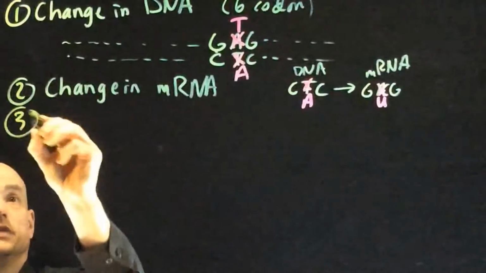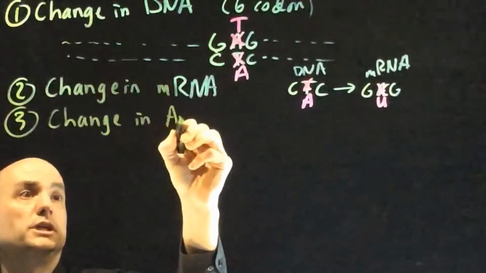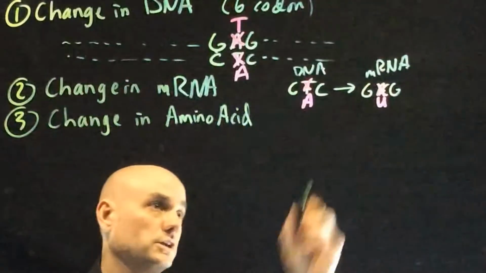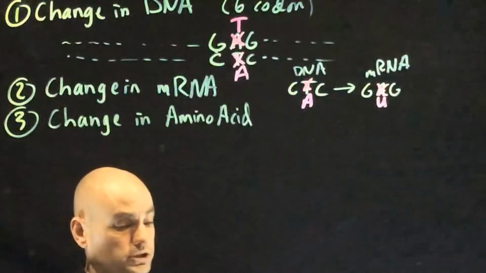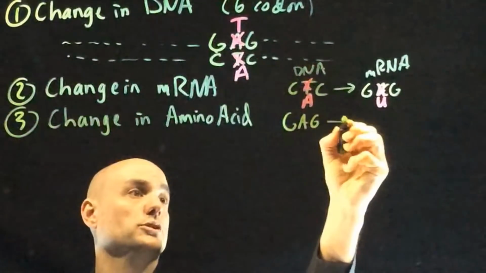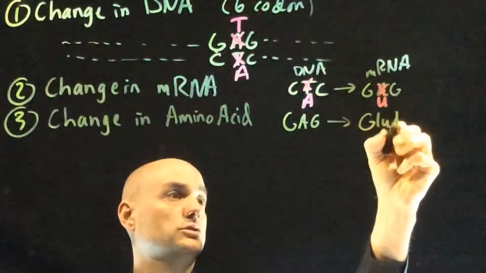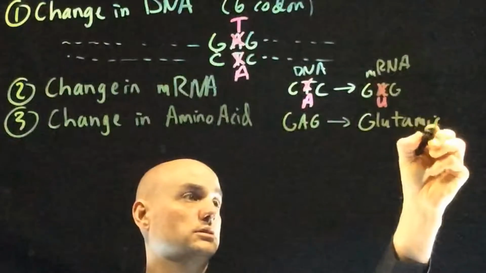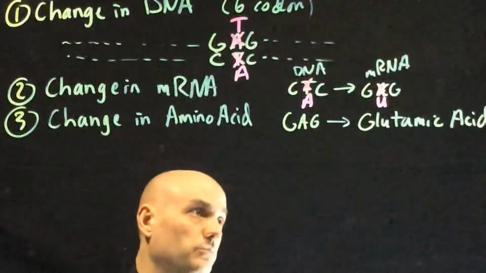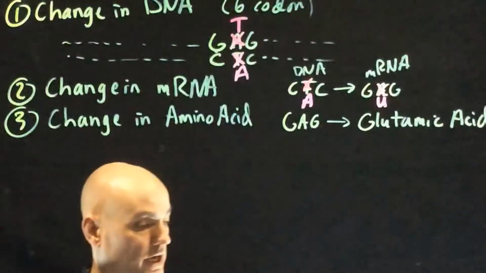So, but again, now we can have a change in the amino acid. Okay, so instead of having GAG, well, GAG produces the amino acid, which is glutamic acid. You can imagine it is acidic, and the acids are polar, which means it likes water. This amino acid is going to go to the outside.